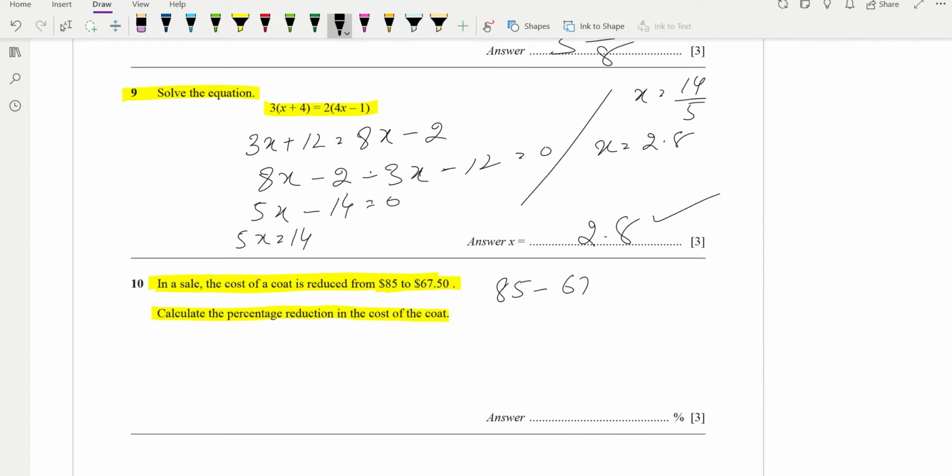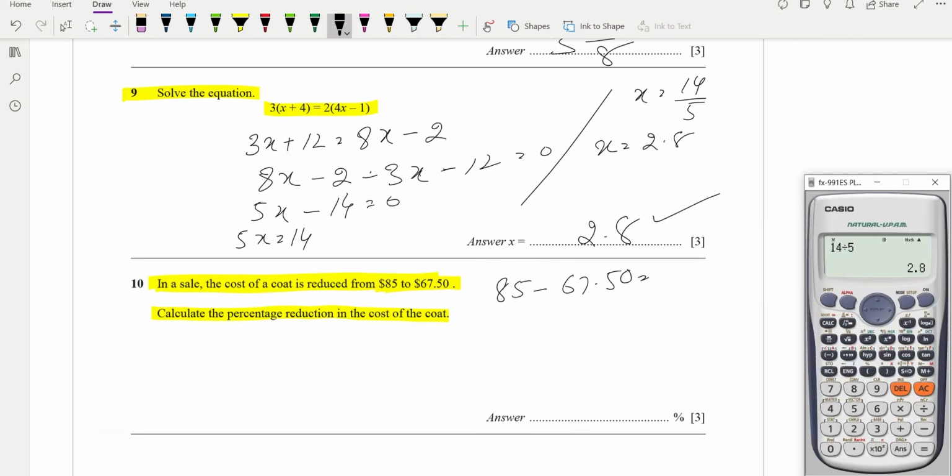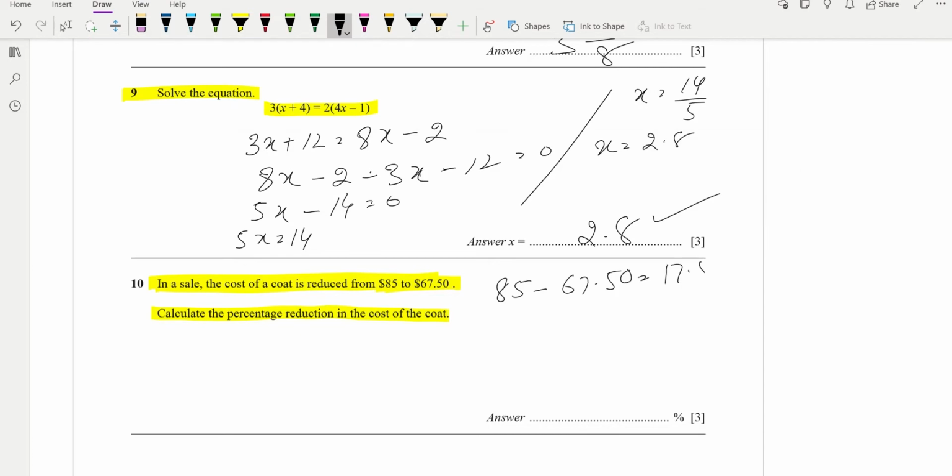Reduction is 85 minus 67.50, and this is equal to 18.5. This is basically 85, not 86, so I have written over here 86, so it will be 17.5. Okay, 17.5 is the reduction, and reduction against what? Against this much amount. So we will calculate the percentage reduction.